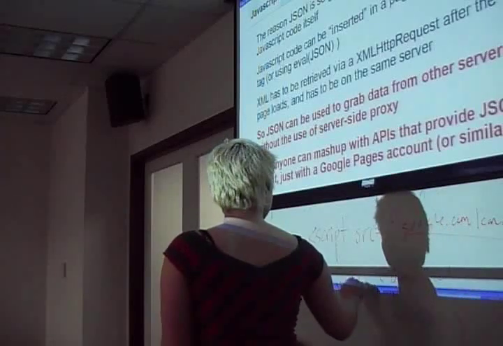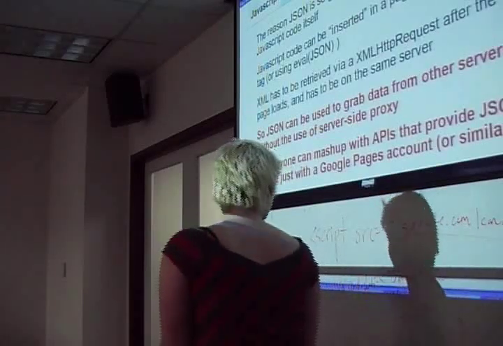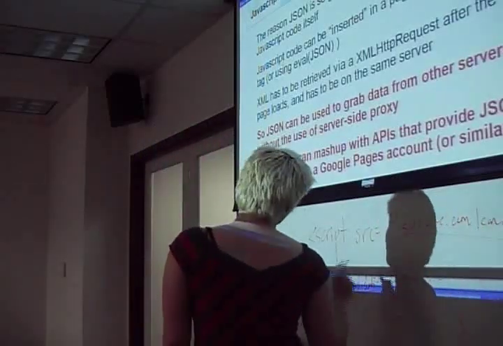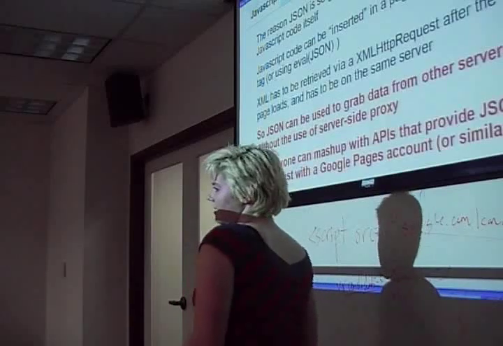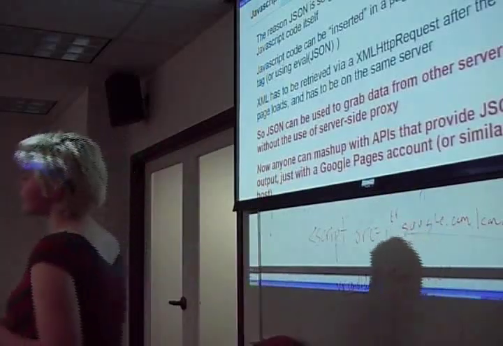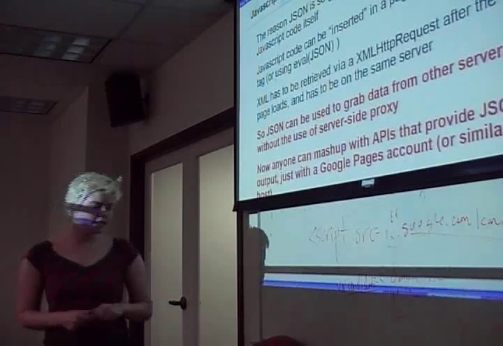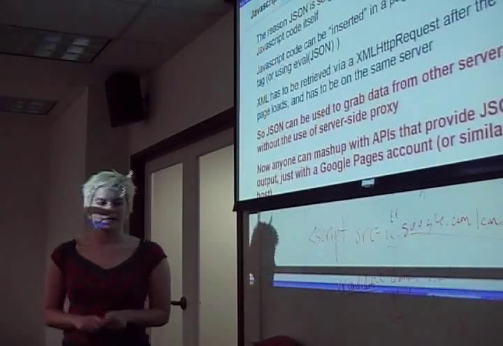So var candidates equals this stuff. Okay, so once I've included this and once it's loaded in, I can then refer to this candidates thing anywhere on my page. So think about this, as long as a server outputs their data in JSON format, you can read it into your page just by using the script tag.